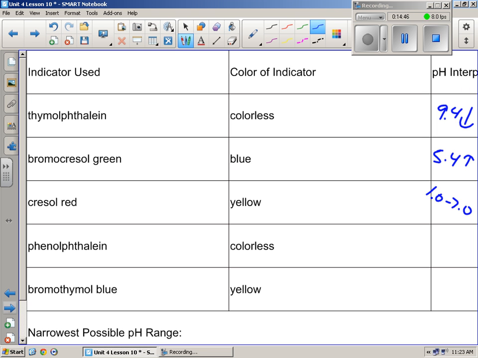Okay. Phenolphthalein is a colorless one. So if you go down to there, it's 8.2 and below. Yes? And bromothymol blue was yellow, and we just did that one. So where's that here? Bromothymol blue, yellow. That's 6.0 and below. So what's the narrowest pH range that you can come up with from those there? I'd say probably somewhere from what?